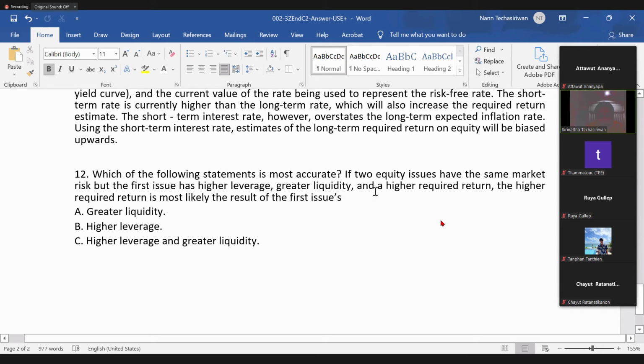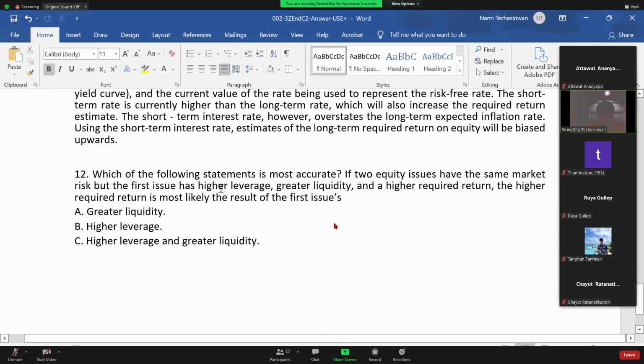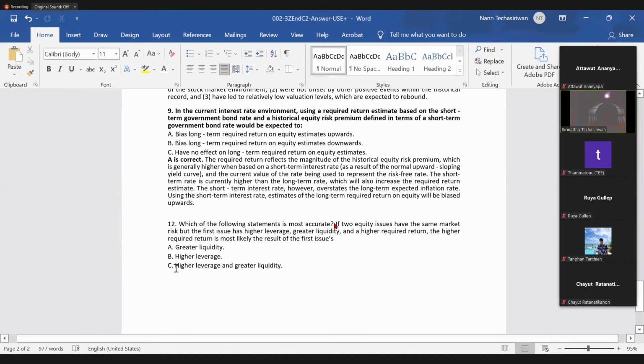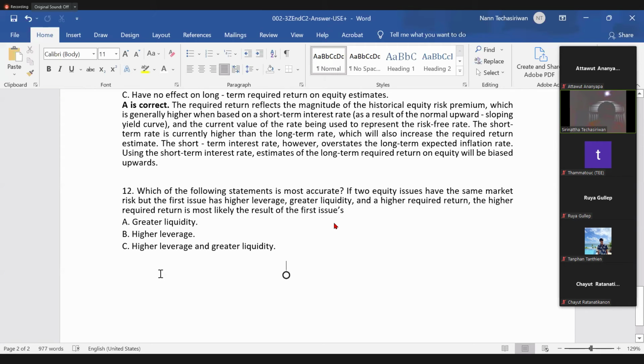So the higher required return should be from higher leverage, not the greater liquidity. So the answer is higher leverage, not greater liquidity, because greater liquidity means a lower level of risk. So the answer for question 12 is this A, higher. Oh, sorry, is this B, higher leverage, right?